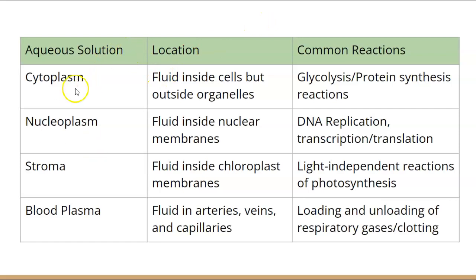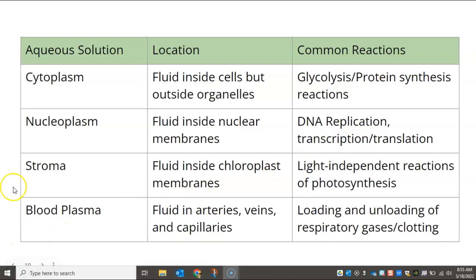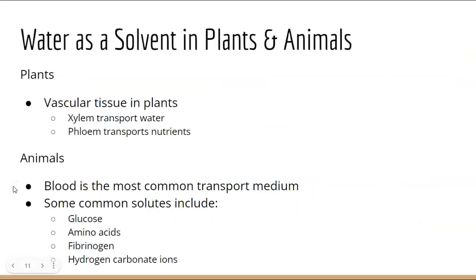So just the first 2 are found within a cell, and we deal with glycolysis, protein synthesis, DNA replication, transcription, translation. But beyond what's just in the cell, you also have the stroma, which is in plants, specifically for the reactions of photosynthesis, and then blood plasma, which is obviously in blood. This is the fluid in arteries and veins. This is for unloading respiratory gases, clotting blood, all of that.